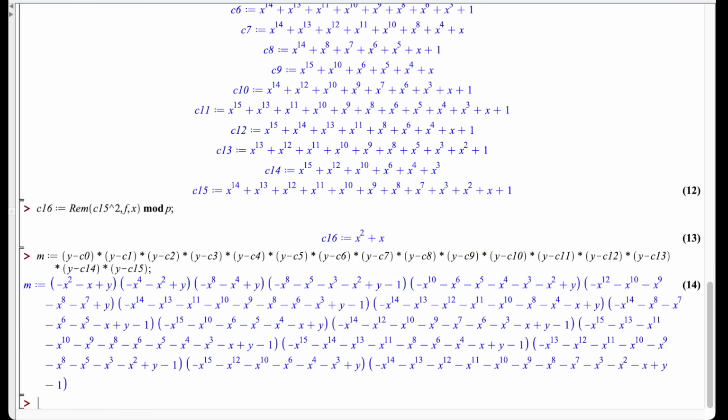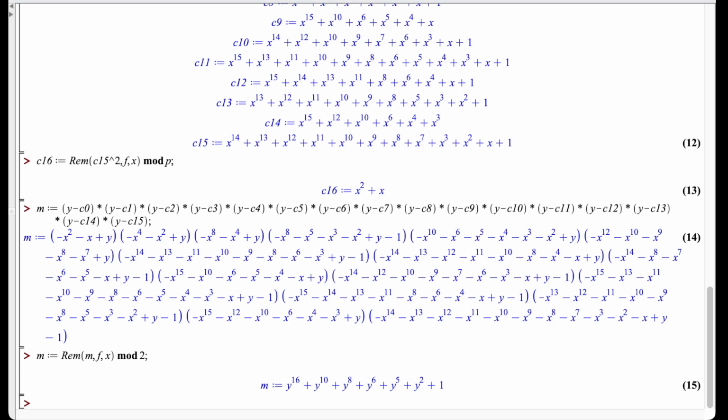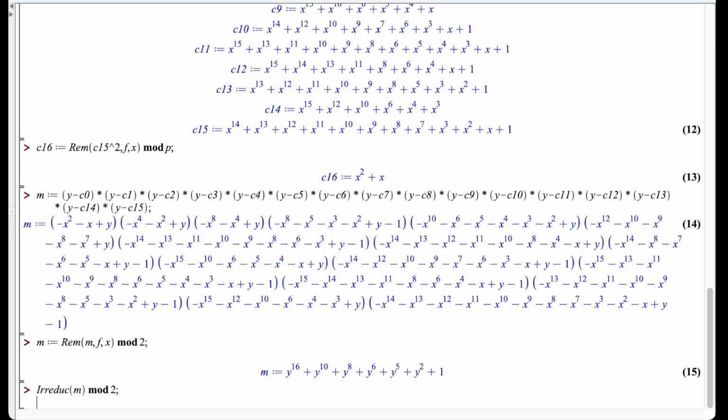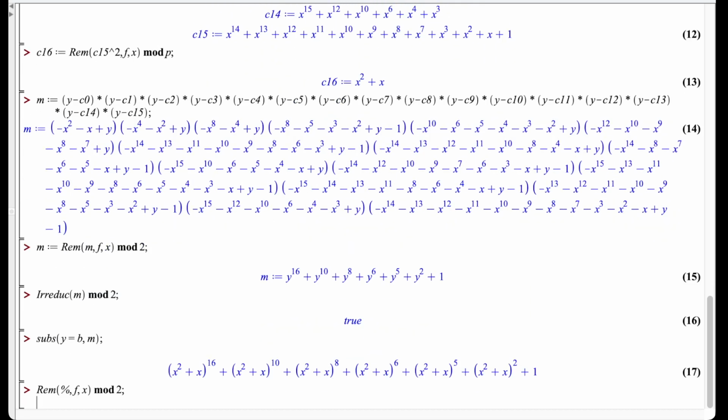This polynomial m of y has degree 16 in y. When expanded, its coefficients should be in GF2 and not in GF2 to the 16. In other words, the x's must disappear. Maple can do this tedious expansion for us. And we see that m of y is indeed a monic polynomial of degree 16 with coefficients in GF2. As a check, we can confirm that m is irreducible over GF2, and that B is indeed a root of m of y.